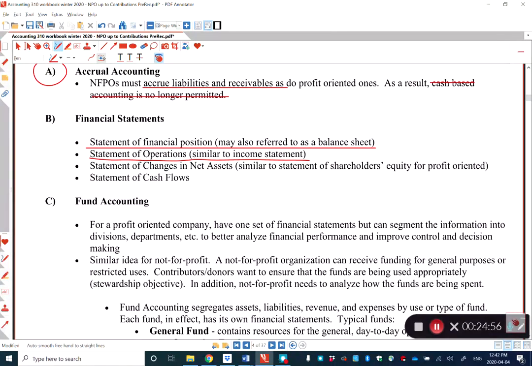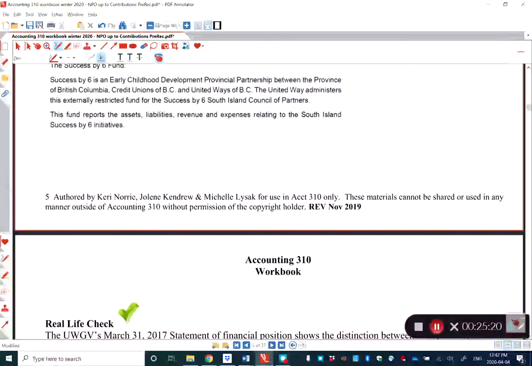You're also going to see this statement of changes in net assets. Now, this is similar to a statement of shareholders' equity for profit-oriented enterprises, which is seemingly a statement that no student is particularly comfortable with. I'll just do a quick little run through down here.